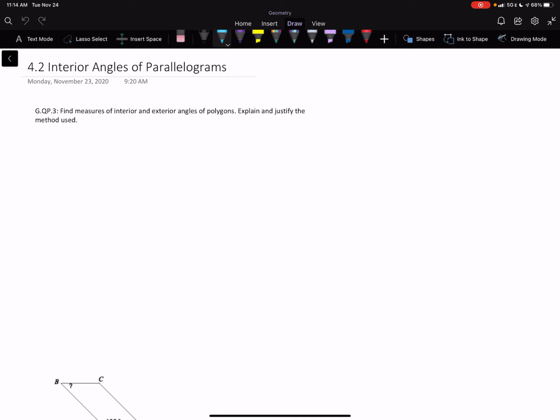Today's objective is I can find the measure of a missing interior angle of a parallelogram. All right, so let's figure that out.